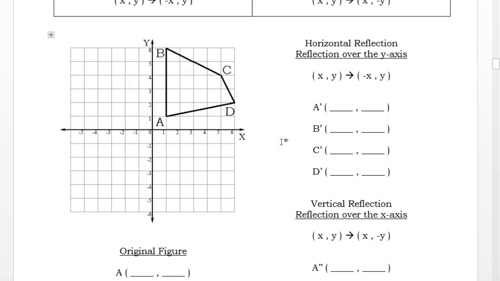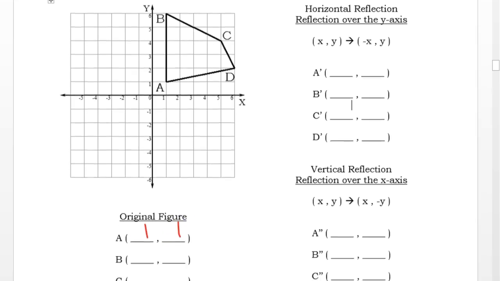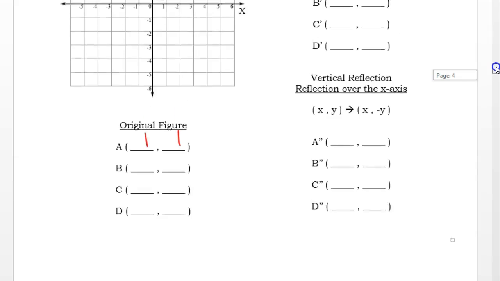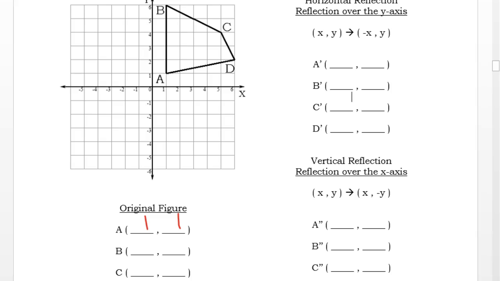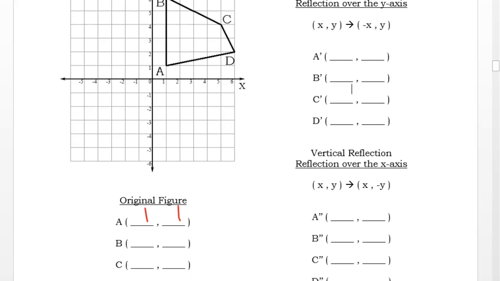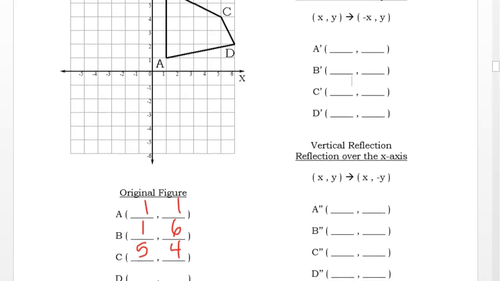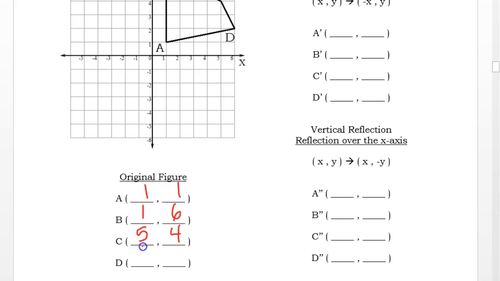Sorry, I'm having a problem with my marker. Okay, so 1, 1 for A. Letter B is 1 over and 6 up, so that would be 1, 6. Letter C is 5 units to the right and 4 units up, so 5, 4. And letter D is 6 units to the right and 2 units up, so 6, 2.